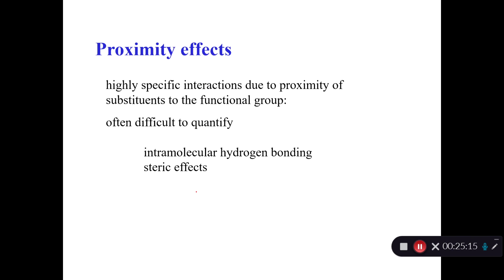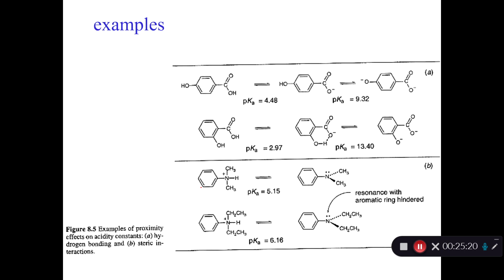Then we have our proximity effects, which can do with things like steric effects and intermolecular hydrogen bonding. So, for example, here's a benzoic acid with a hydroxyl group that's para, so they're far away from each other. So the first pKa, you take off this proton, pKa 4.48, and then if you want to take off the second proton, you can do that, and the pKa is 9.32. But if you move that hydroxyl group over here to the ortho position, now the first pKa is quite easy. It's much easier to take off the first proton. It goes from 4.48 all the way down to 2.97.